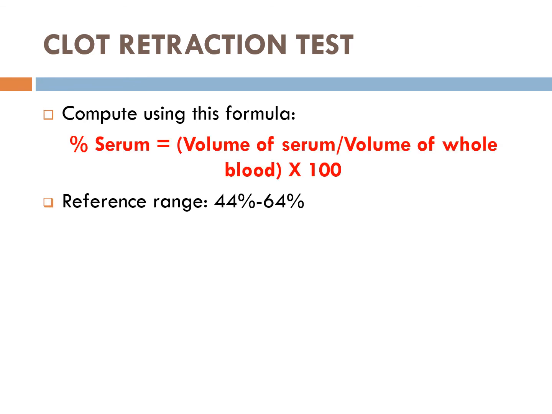Retraction is expressed in terms of the volume of serum obtained from the original volume of blood. To determine the percent serum, or the amount of serum that has remained inside the test tube, you are going to use this formula. Percent serum is equal to the volume of serum. By the way, when you measure the volume of the serum, you have to use the graduated cylinder. So the volume of the serum divided by the volume of whole blood, and then the answer to that will be multiplied by 100. The reference range for this one is 44% to 64%.